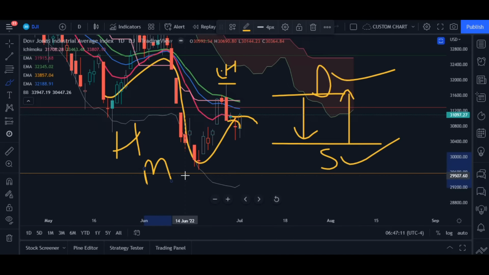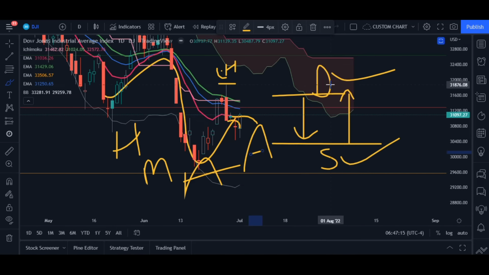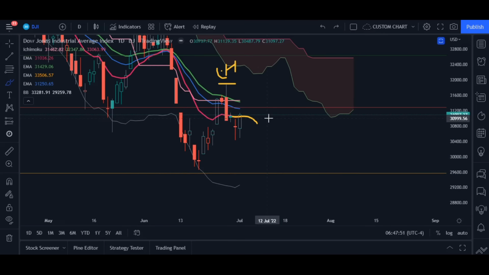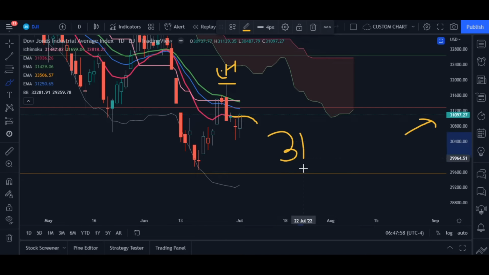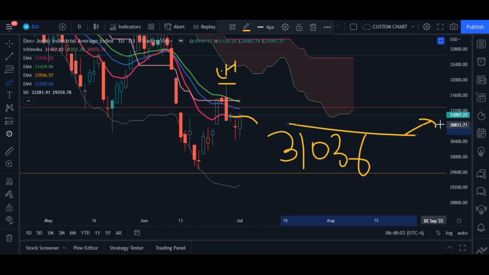Heavyweight means, for example, Microsoft, Apple, Amazon. So these are the heavyweights, and both of these indices are using them. So basically what I was trying to tell you is that the closing of the Dow Jones was 31097, whereas the moving average was 31036. Okay, and the closing was 31097.